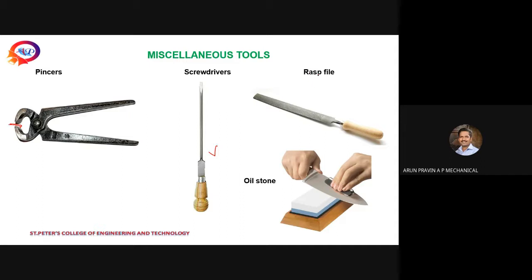Then this one is nothing but a rasp file. In that little part you will see a rough pattern like this. So this is not a smooth surface. This is a rubbed surface. So it is used to finish rough surfaces. Then oil stone. Oil stone is mainly used to sharpen your knife and everything. These are the miscellaneous tools used for carpentry works.